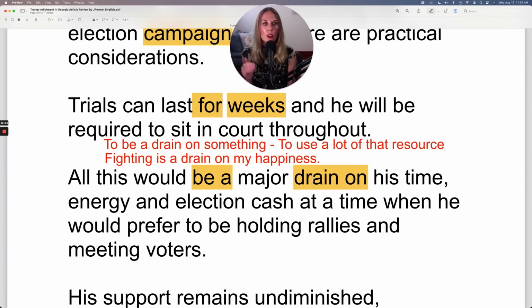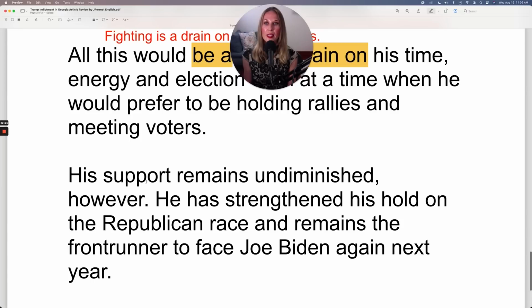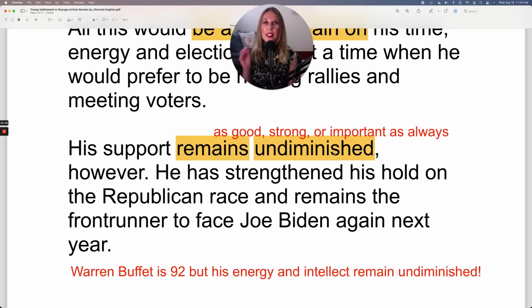A major drain on his time, energy, and election cash at a time when he would prefer to be holding rallies and meeting voters. His support remains undiminished. Undiminished is an adjective. It means as good as always, as strong as always, or as important as always. Now, as an adjective, it requires a verb. So the verb is remain. Remain undiminished. Remain is the most common verb.